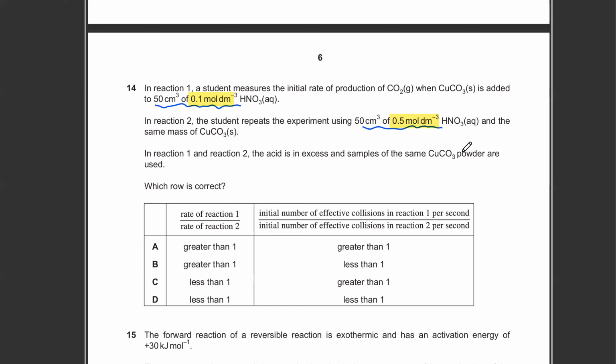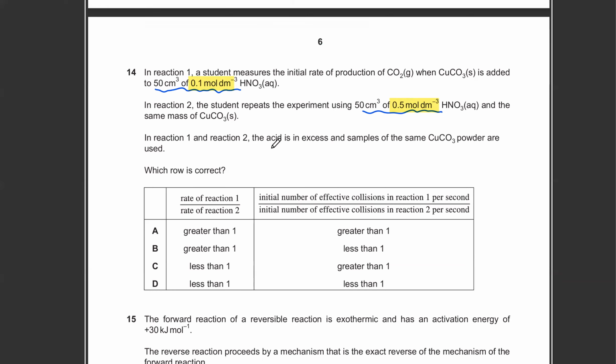And samples of the same CuCO3 powder are used. So that means CuCO3 is not a factor. It's in excess, and it's all in powdered form. So the acid is in excess in both cases. So who's going to have the greater rate of reaction? Reaction 2.